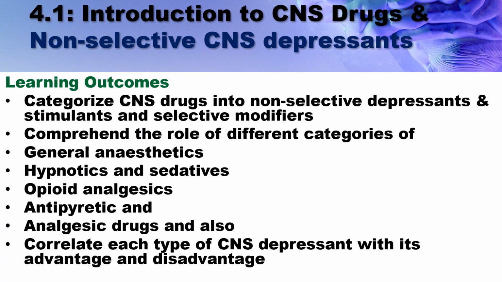Learning Outcomes. At the end of the chapter, you will be able to categorize CNS drugs into non-selective depressants, stimulants and selective modifiers. You will be able to comprehend the role of different categories of general anesthetics, hypnotics and sedatives, opioid analgesics, antipyretic and analgesic drugs, and also you will be able to correlate each type of CNS depressant with its advantage and disadvantage.